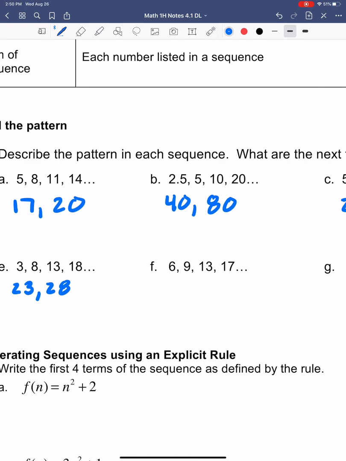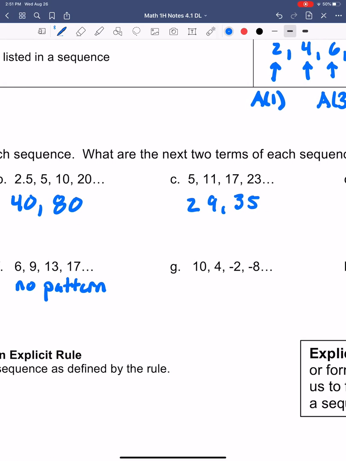Letter F, we go from 6 to 9 to 13 to 17. So we're increasing, but it doesn't look like we have a pattern there because we go up by 3, and then we go up by 4, and then we go up by 4 again. So there's no pattern there. And then we move to letter G. It looks like we're decreasing by 6 in this one, so the next ones would be -14 and -20.